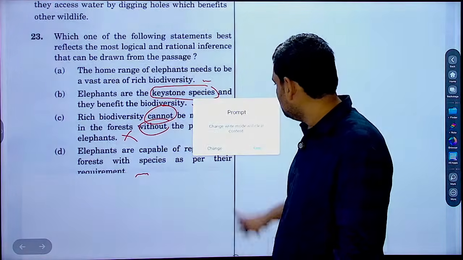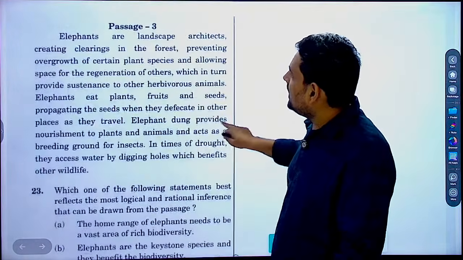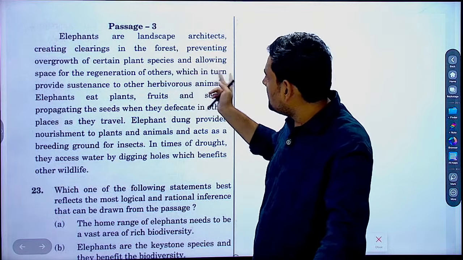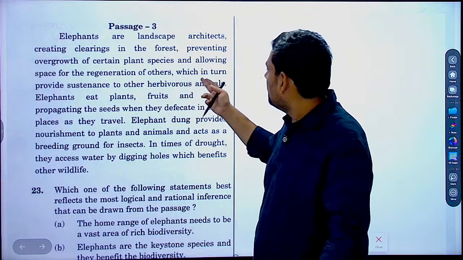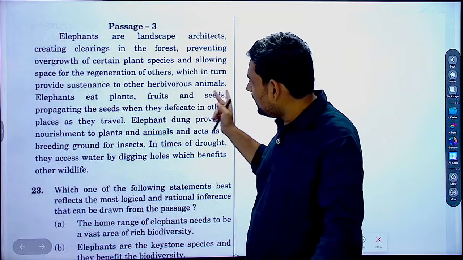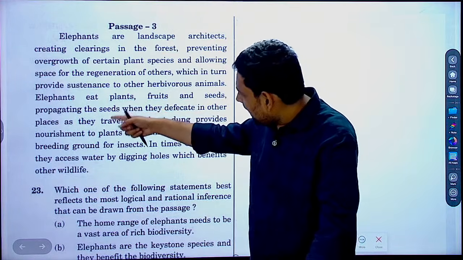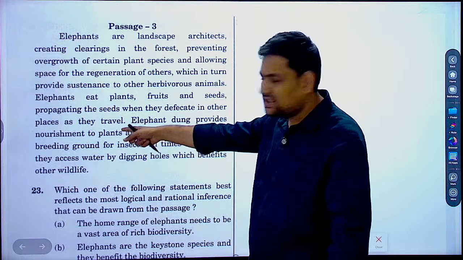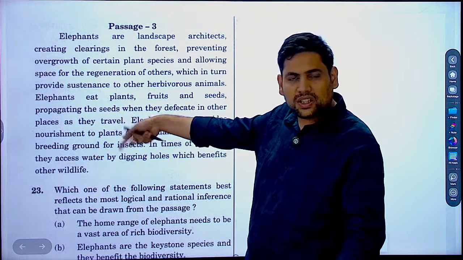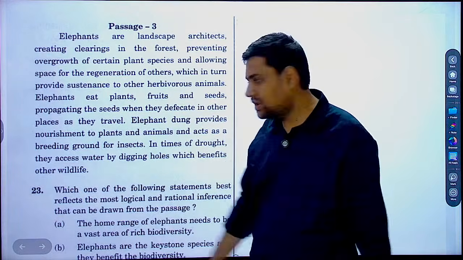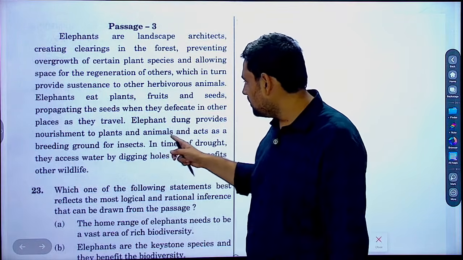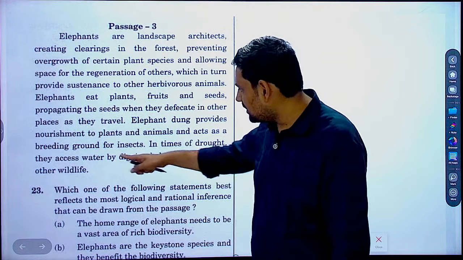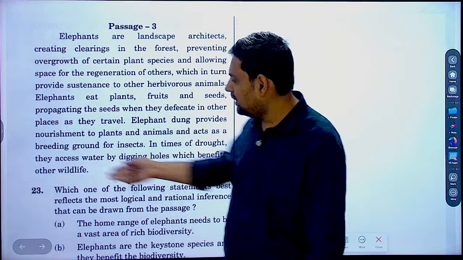Now if you read the passage, it says elephants are landscape architects. Clearing in the forest prevents overgrowth of certain plant species, allowing space for regeneration of others, which in turn provides sustenance to other herbivore animals. Elephants eat plants, fruits, and seeds, propagating the seeds when they defecate in other places as they travel. This is a very important feature of a keystone species, that it is promoting other species also. Elephant dung provides nourishment to plants and animals and acts as a breeding ground for insects. In times of drought, they access water by digging holes which benefit other wildlife.